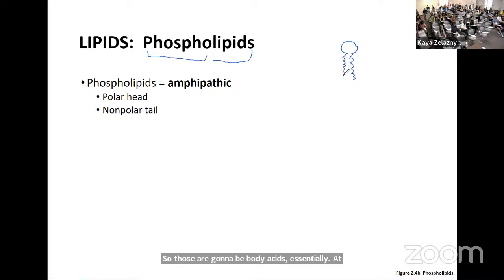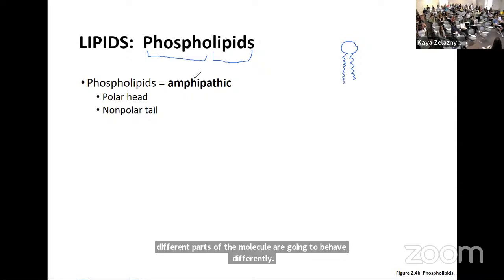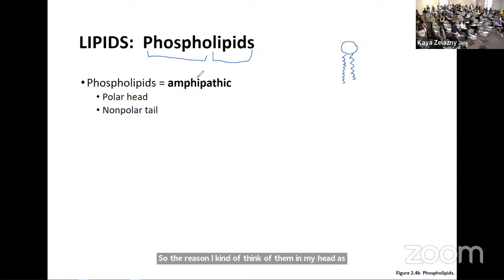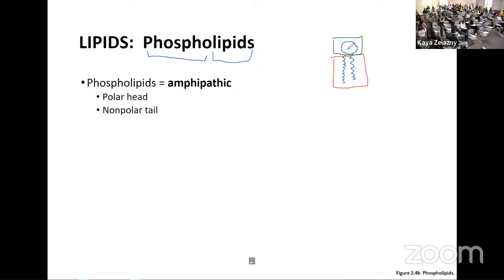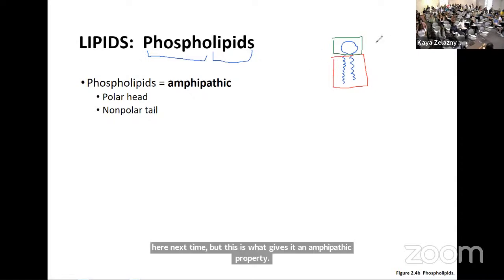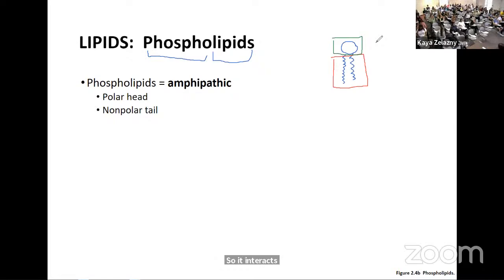These different parts of the molecule are going to behave differently. So the reason I think of them in my head as almost their own thing is that our lipids are non-polar, they repel water. So that's what's happening with our fatty acids down here, our fatty acid tails. But the head of our phospholipid, our phosphate group, is polar, so it's going to be attracted to water. We will pick up here next time, but this is what gives it an amphipathic property. So it interacts differently on each end, so it can interact basically in two ways with water.